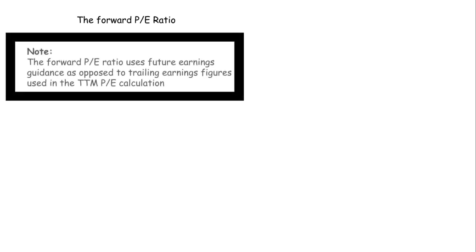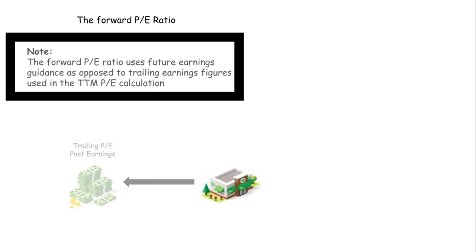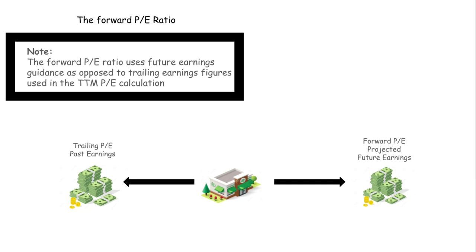Let's look at the forward PE ratio in more detail. Note that the forward PE ratio uses future earnings guidance as opposed to the trailing earnings figures used in the trailing 12 months price to earnings calculation. Consider a company that is profitable. We know that the trailing price to earnings ratio uses the company's earnings from the past 12 months. This means that the trailing PE ratio relies on the past performance of a company. However, the forward PE ratio uses the projected future earnings of a company rather than the trailing earnings in order to compute the PE ratio.